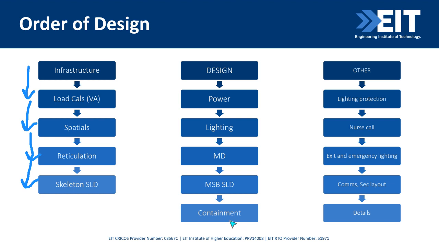Again, depending on your type of project, you may or may not have any of the following. Details around lightning protection. Maybe you've got healthcare that involves nurse call. Your exit and emergency lighting. Most buildings would, but again, you might detail that out separately. Maybe your drawing set will include comms, security, and even AV, and then some additional details. So there's a fair amount, as you can see on this slide, that goes into an electrical design.